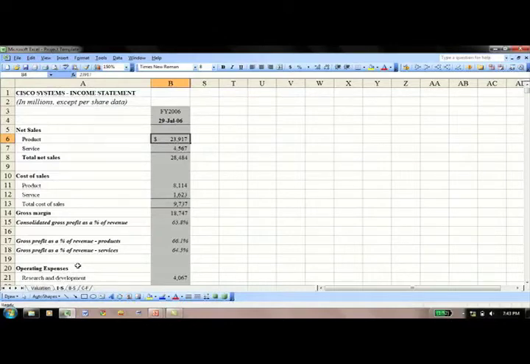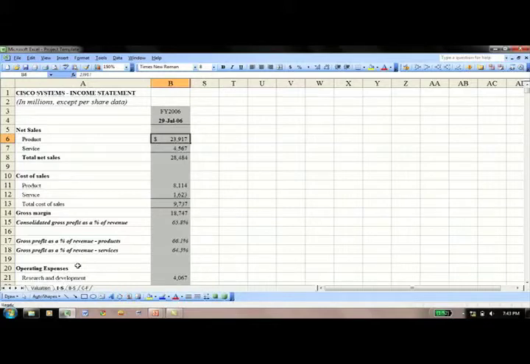Now, does that mean Cisco only sold $23,917 worth of product? It doesn't. What this number represents is 23,917 million, or $23.917 billion.